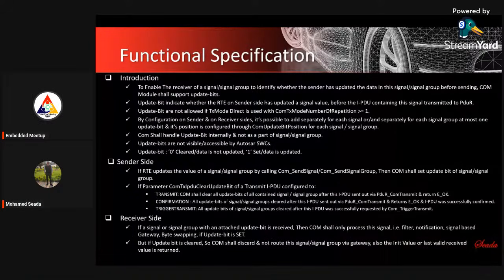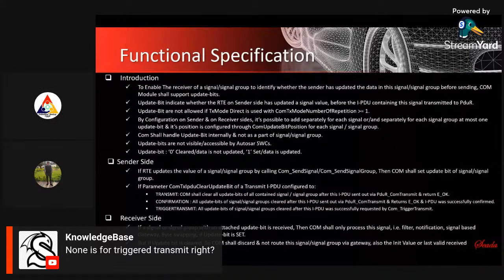The next question is from Knowledge Base. I think the question is related to the communication modes. They were commenting on the transmission mode none versus trigger transmit. None is for trigger transmit, right? Sometimes you can use trigger transmit, as we mentioned, as a signal transfer property, but what's going to happen if the transmission mode is none in this case? Yes, it will be triggered to transmit in this case.